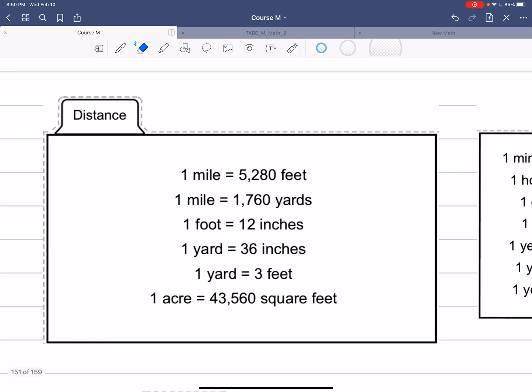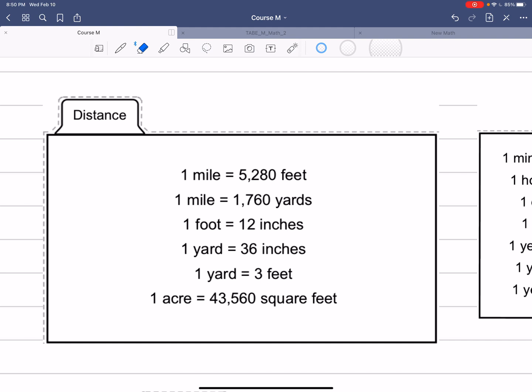The first is the category of distance. Distance can be used to measure the space between 2 points. It can be used for area and volume and all kinds of things. It's not just point to point. It can be used to measure square footage, square miles, cubic yards, cubic inches. Lots of different types of things can be done with these.